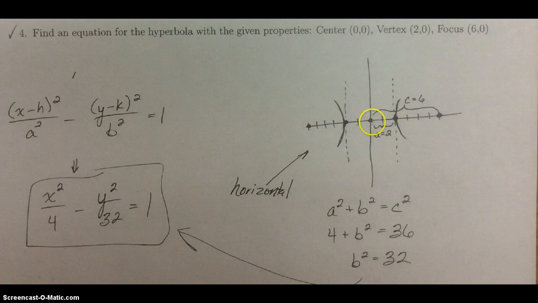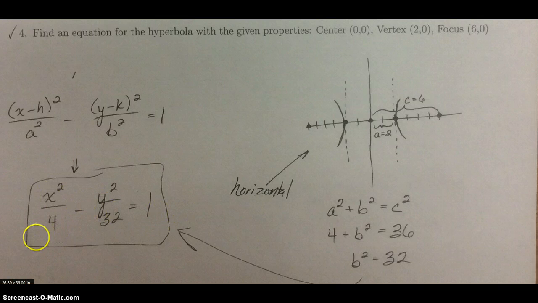Now notice we cannot plug the center in. Why? The center of the hyperbola is not actually on the hyperbola, and so it won't fit this equation. But the same as the focus. But the vertex is this point here on the hyperbola, these two vertices. And so let's plug that in, 2, 0, into our final equation. If we plug 2 in for x, we get 4 over 4. If we plug 0 in for y, we get 0 here, so we get 4 over 4 equals 1.